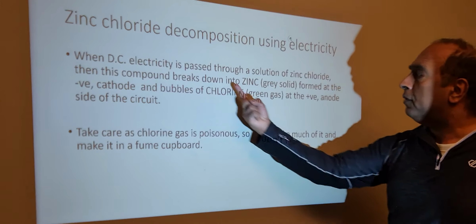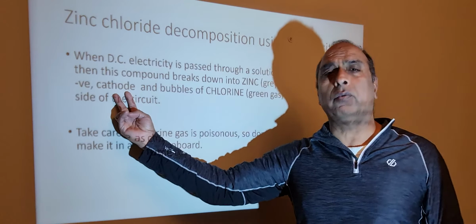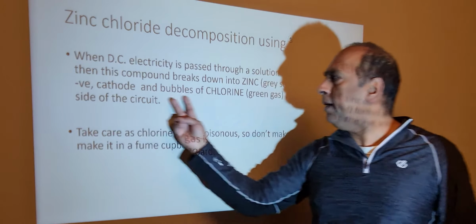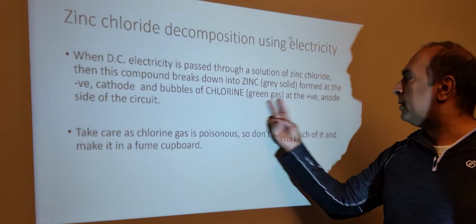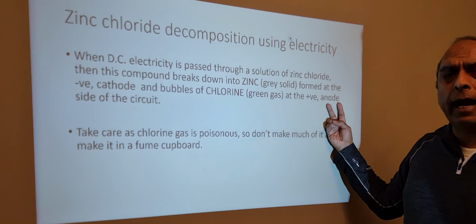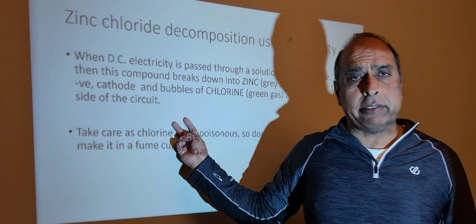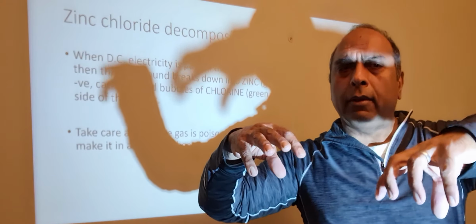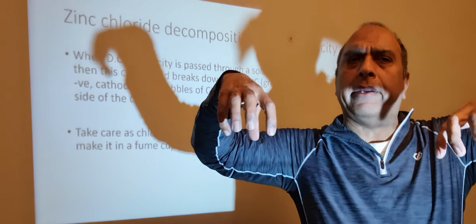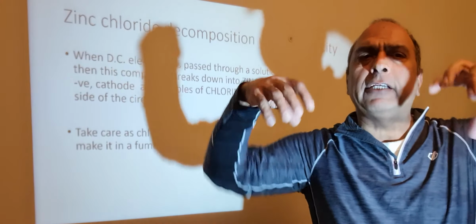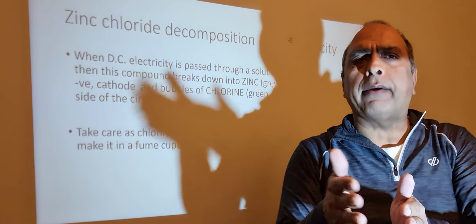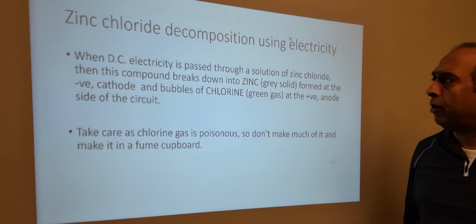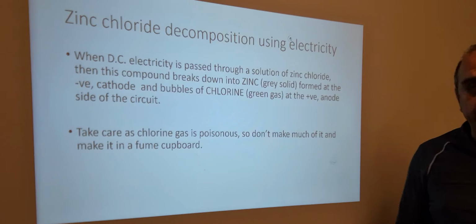And you get the zinc formed at the cathode, which in chemistry is a term for the negative side of the battery, the electrode, and you get bubbles of chlorine, which is a green gas, at the positive, which in chemistry is called the anode side of the circuit. So you get typically one element at one electrode, the other element at the other electrode. The DC electricity is very good at breaking down compounds that have been made, and we use it there to break down zinc chloride into its individual chemicals.